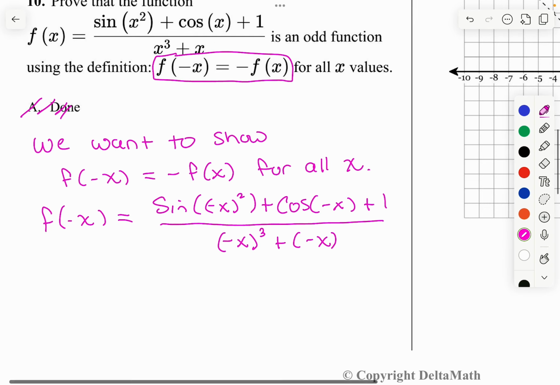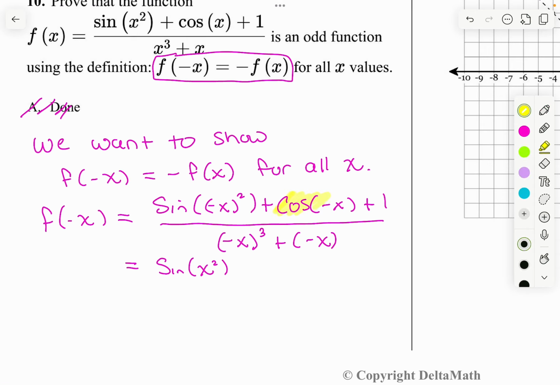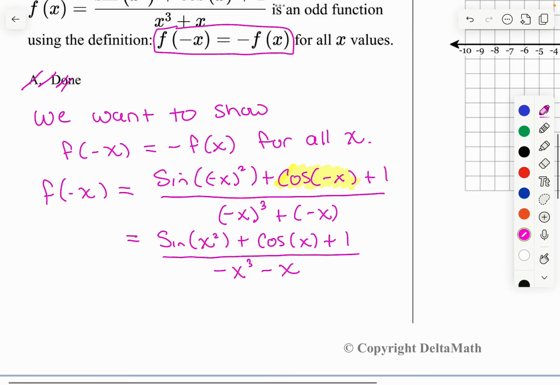All right, and now we simplify this. So sine of negative x squared: negative x squared is x squared, so I get this. Now cosine of negative x, we've learned in class that cosine is an even function. So cosine of negative x gets replaced with cosine of x because it's even. And then the bottom becomes, so negative x quantity cubed is the same as negative x cubed. Okay? All right, so now let's go look.